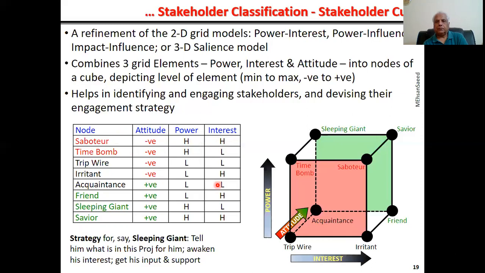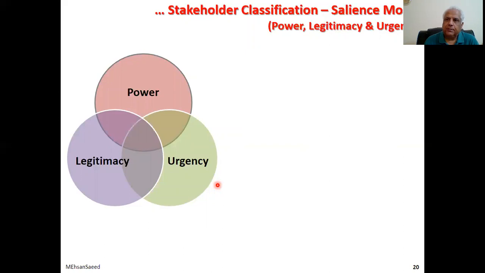Next, we take the third type of data representation model, which is referred to as the salience model. As you can see, this model is based on the Venn diagram. And it has three elements: power, legitimacy, and urgency.